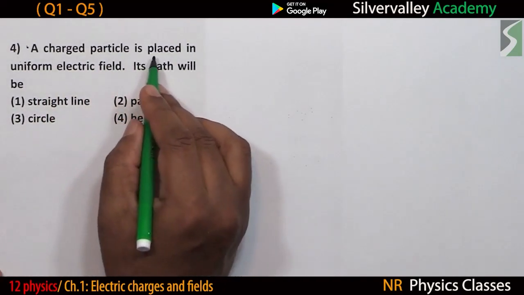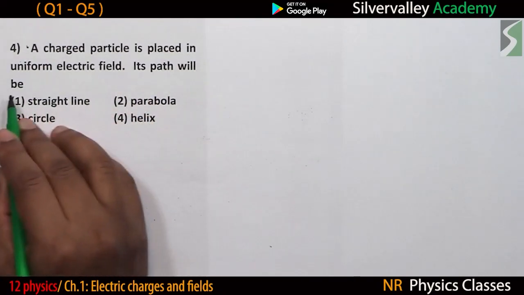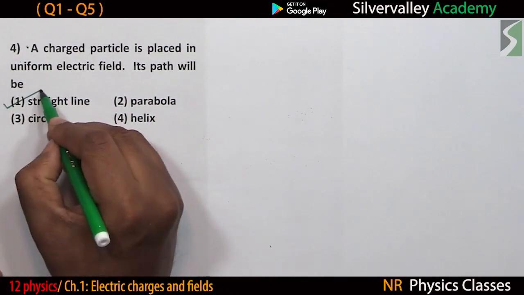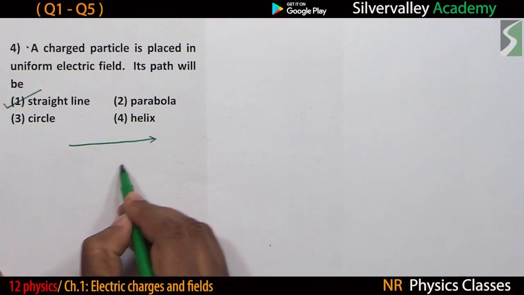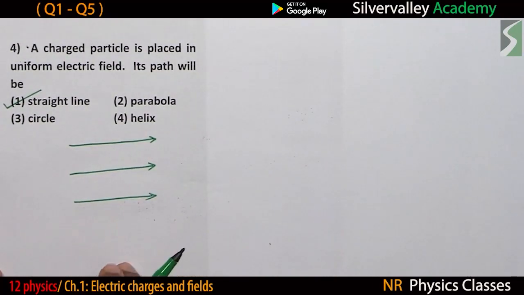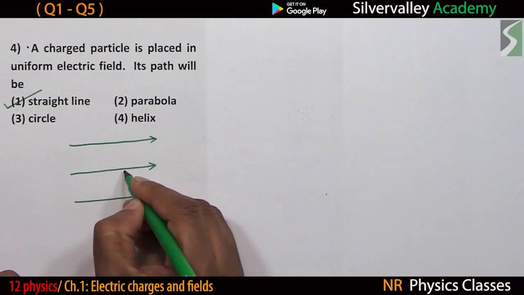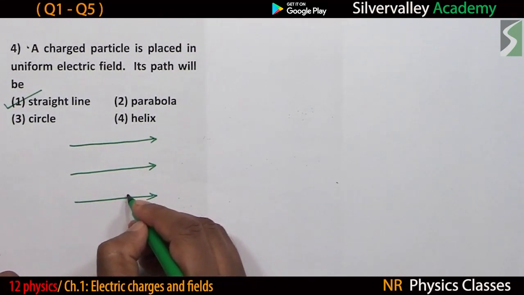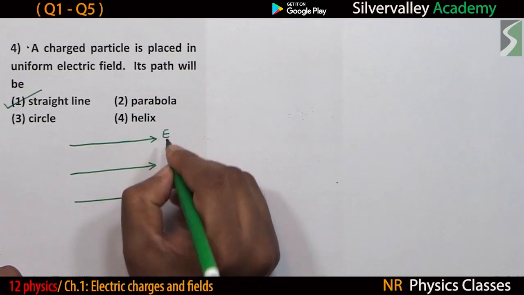A charged particle is placed in uniform electric field. Its path will be straight line, parabola, circle, helix. It is straight line. Reason? Let this be uniform electric field. Students, uniform electric field is represented by parallel and equidistant lines. Okay, straight, parallel and equidistant lines. Fine. So this is electric field E.